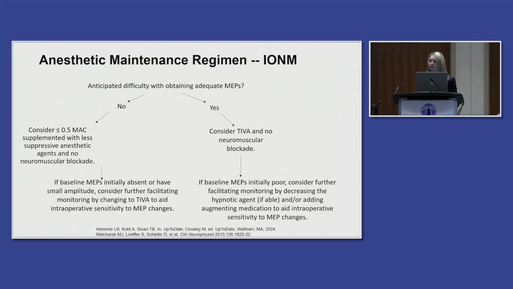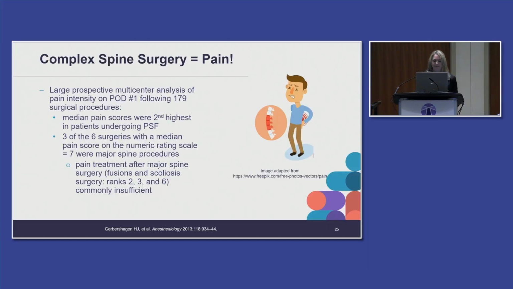No matter which side you start with on the algorithm, you want to be in contact with the neuromonitoring team as they're getting their baselines to know what those signals look like. If I'm on that left-hand side and I'm surprised the signals actually aren't that great, you need to be ready to switch immediately to TIVA to get new baseline signals. If you were already on the right-hand side, you were worried about what the baselines are going to look like, and they're still not very good, then consider either, if you can, decreasing that hypnotic agent further, leaning a bit more on the opioid, and or perhaps adding another augmenting, facilitating anesthetic agent. I'll get into that in a bit.